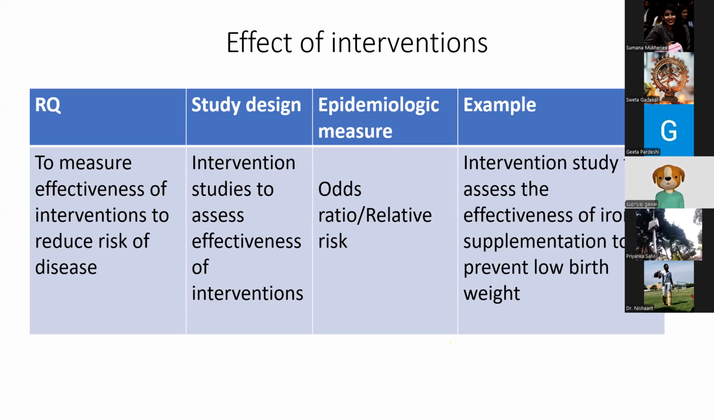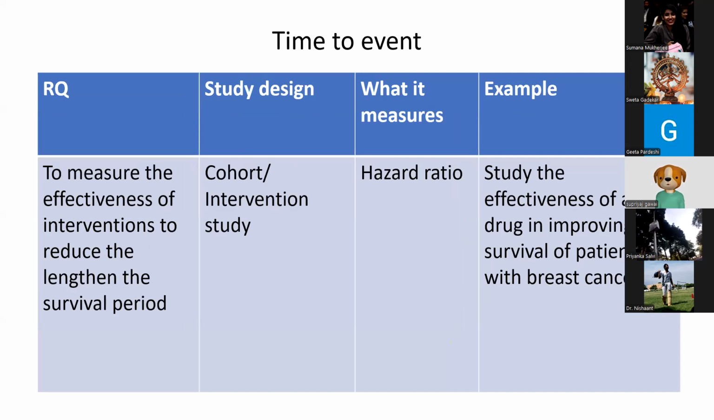The third category of the questions which are not taken up so commonly is where we want to measure the effectiveness of interventions, but this is to see whether the interventions reduce the length of the illness. There is some mistake I have made there in editing, but to reduce the period of illness or to lengthen the survival period.